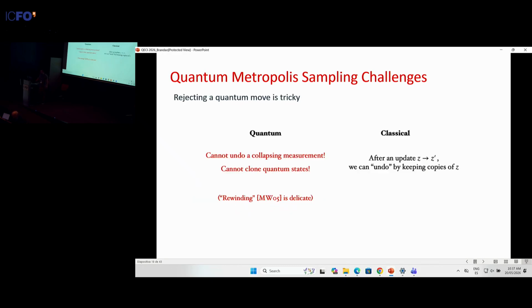And second, in Metropolis, this rejection step is very important, right? Sometimes you reject the move and you do not change the bit string. But quantumly, that might be tricky. Because if you make a quantum measurement to see if you accept the move or not, you have disturbed the state. And if you have disturbed the state, you might not be able to go back to the original one. Classically, after an update, we can undo it, just keeping a copy of Z. Quantumly, we cannot keep a copy of the eigenstate in the algorithm, at least it's not clear how to do it. There is no cloning and so on. So this rejection is kind of a challenge.